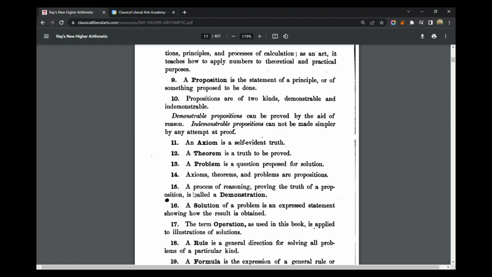Article 15. A process of reasoning proving the truth of a proposition is called a demonstration. And again, that word demonstration, which simply means proof, we saw above in the word demonstrable, able to be demonstrated.